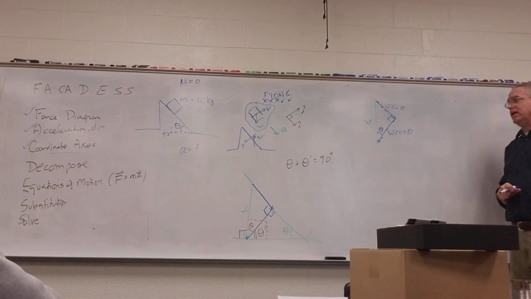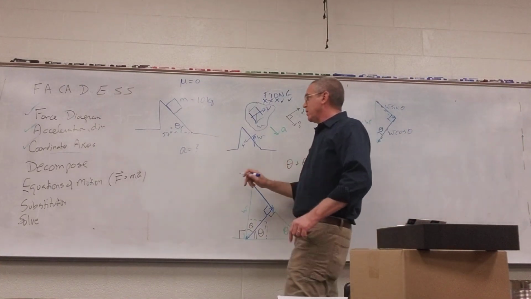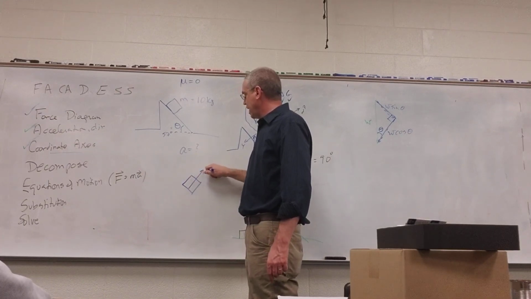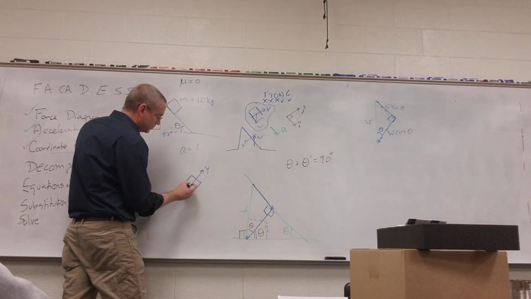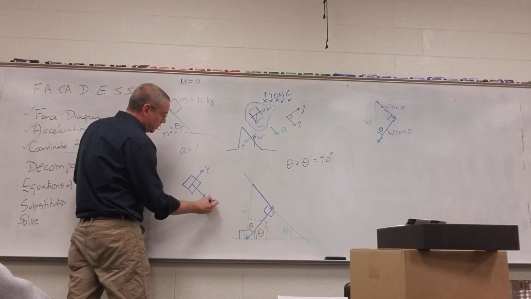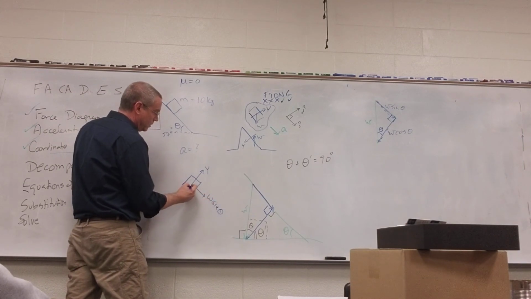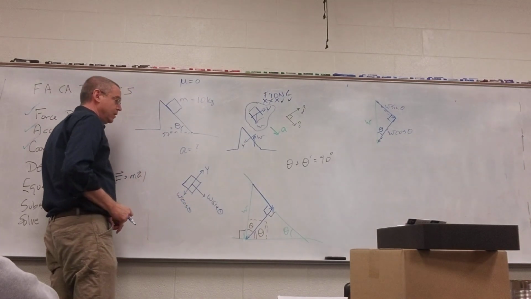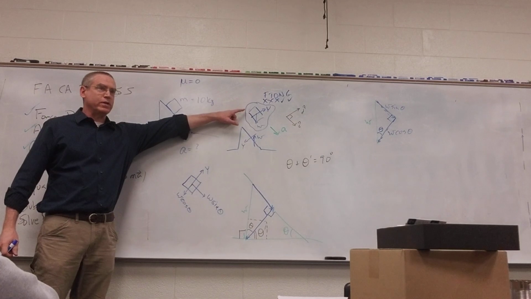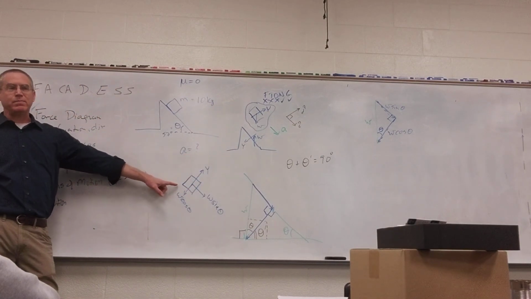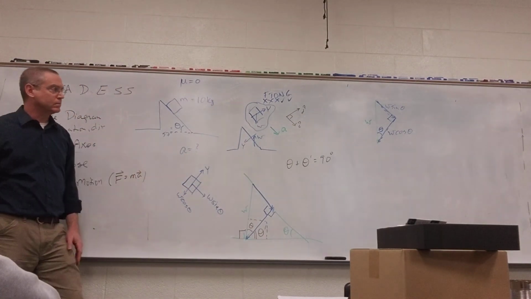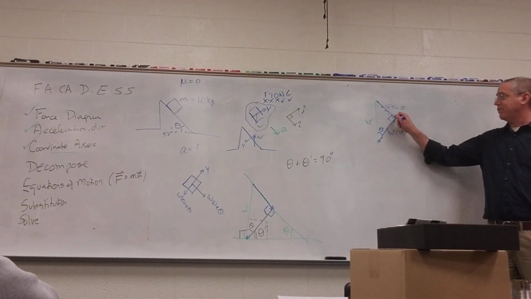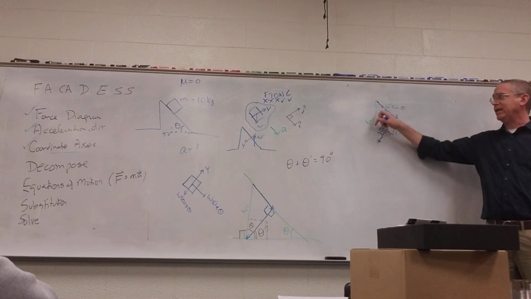I am making the claim that my force diagram can be rewritten. Normal force acting this way. W sine theta acting down the ramp. W cosine theta acting towards the ramp. I'm making the claim that this force diagram and this force diagram are the same thing. Because if I add these two vectors together head to tail, I end up with weight.